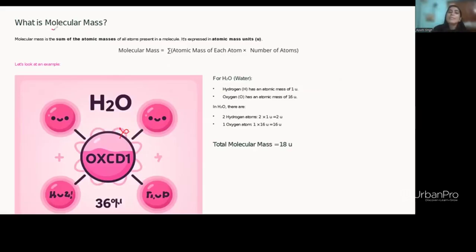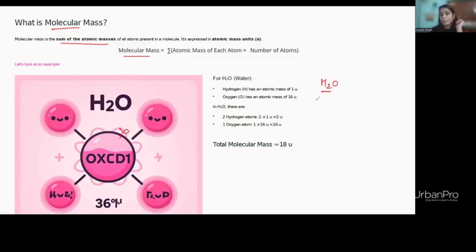Okay, so what is molecular mass? Molecular mass is the sum of atomic masses of all the atoms present in a molecule. It is expressed in atomic mass units. Its unit will be u. So for example, the molecular mass for, let's say, water.